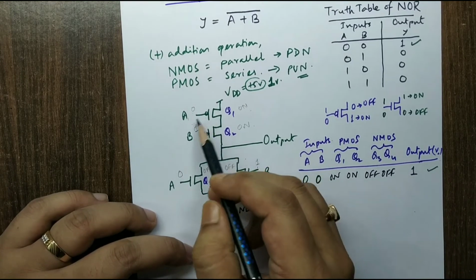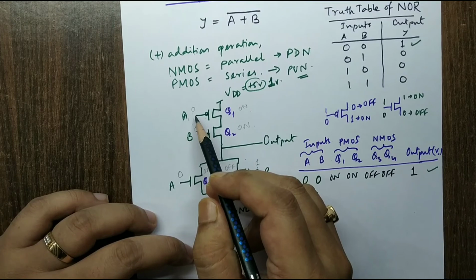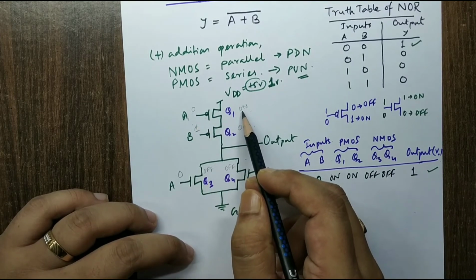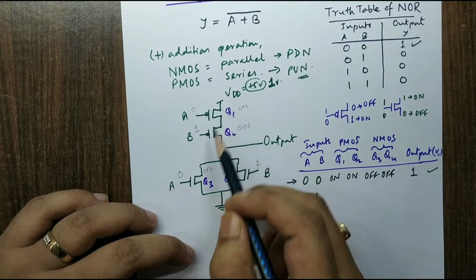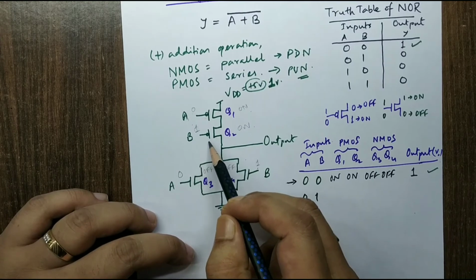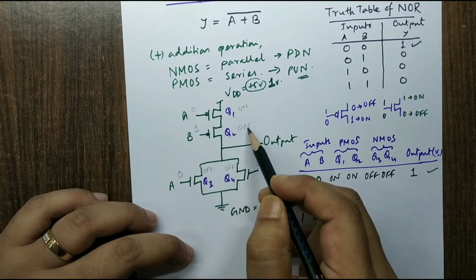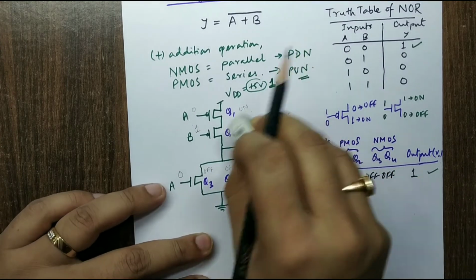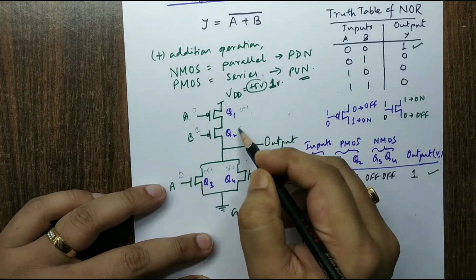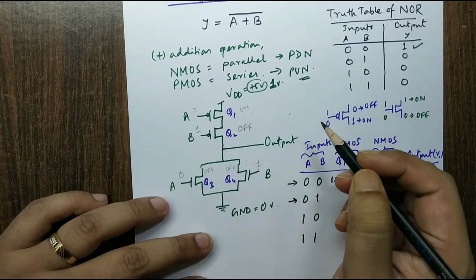So for that, since A is 0, due to the bubble it will pass 1, so Q1 will be on. Since B is 1, due to this bubble it will pass 0. So my Q2 will now be off. Understood my point? Very simple.